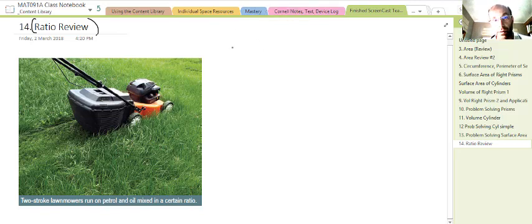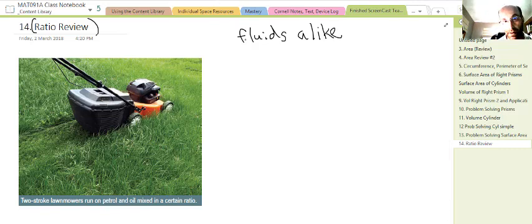That is an example of a ratio because petrol and oil are both fluids, and fluids are alike. We're not comparing a solid and a liquid. It's two things that are alike, are the same. So a lot of things like lawnmowers and like my line trimmer require two-stroke fuel, so that's petrol and a special type of oil. There's a lot more petrol than oil.